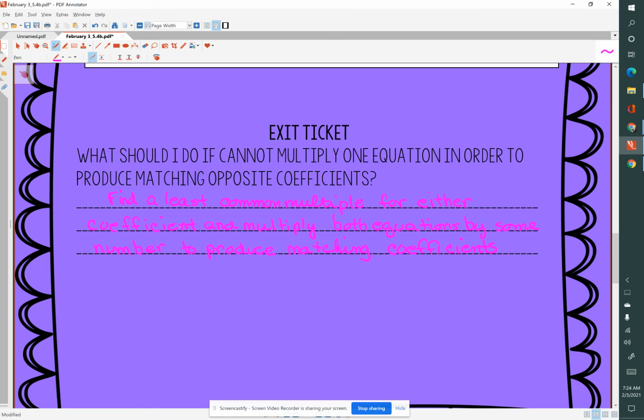Okay, let's review this again. So you need to find a least common multiple for either coefficient. So you can either work with your variable x or your variable y. You get to decide that. If you work correctly, you will get the correct answer, whether you work with the x value or whether you work with the y value. It won't matter, students. But find a least common multiple for either coefficient, multiply both equations by some number to produce that least common multiple, which will be your matching coefficient, and then continue to solve as usual.